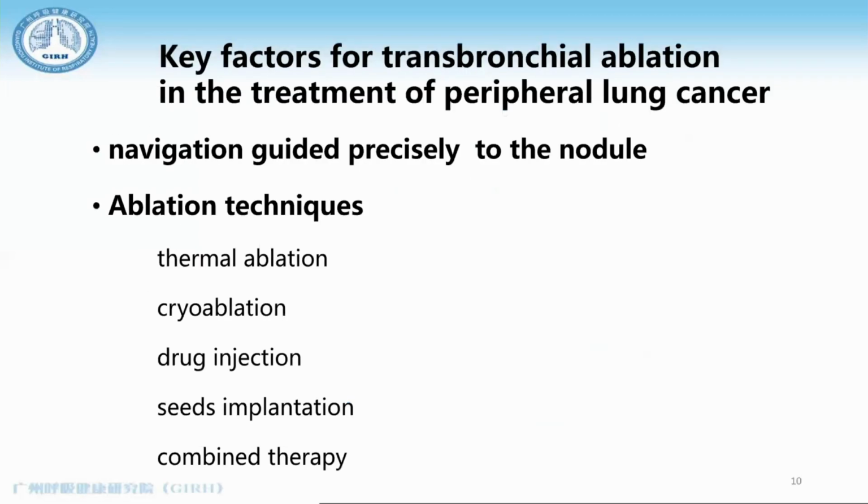So as we know, for transbronchial ablation in the treatment of peripheral lung cancer, these are the key factors. First, navigation guides precisely to the nodule, and the ablation techniques include thermal or vapor, cryoablation, drug injection, and seed implantation, and combined therapy.